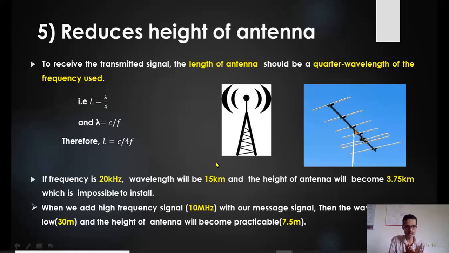Now, what we can do is use a modulation process. We can convert a low frequency signal, maybe a 20 kHz signal, into a high frequency carrier of, say, in my example, 10 megahertz. In that case, the wavelength of the signal is 30 meters. If I substitute that 30 meters here, I'll get 7.5 meters as the length of the antenna. 7.5 meters is not such a big case, right? So a practically implementable antenna height is possible by using the modulation process.